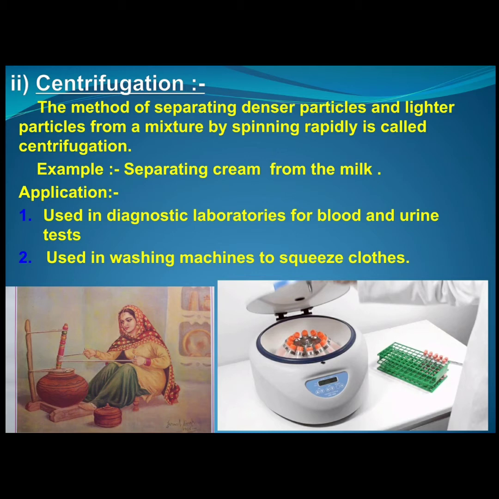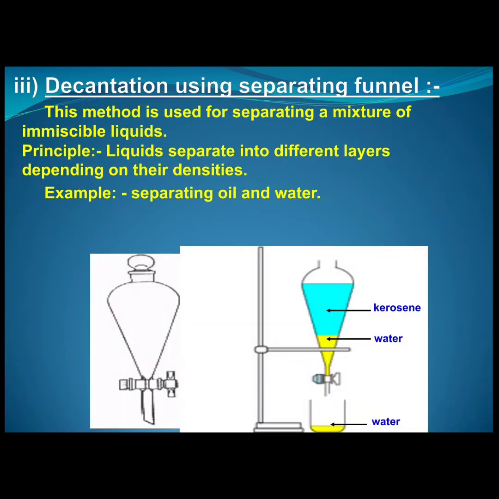Then the second one, use in washing machines to squeeze cloth. I hope all of you have seen that spinner, and while we go for the spinning, it continuously rotates, and after some time the whole water is out. Why? Because water has more density and it squeezes down. Chaliye, let us go to the next one.